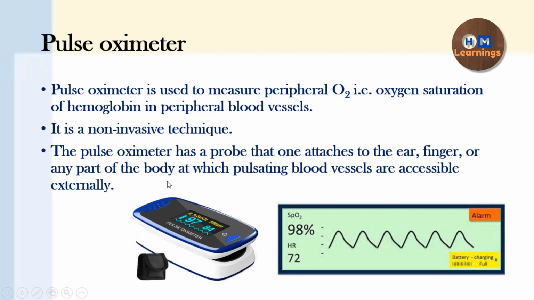So you can see that this is a diagram of the pulse oximeter. You must be familiar with this instrument, and then the parameters which the pulse oximeter can show. It is giving you SpO2. SpO2 means the peripheral oxygen saturation, because we are using the pulse oximeter at the peripheral sites of the body, and it is measuring the oxygen saturation of the hemoglobin at the peripheral sites.